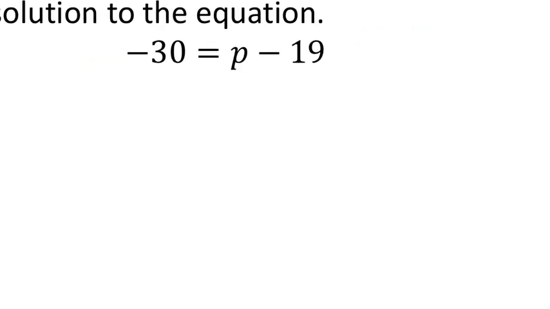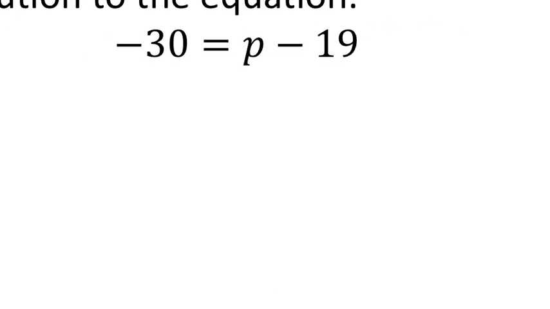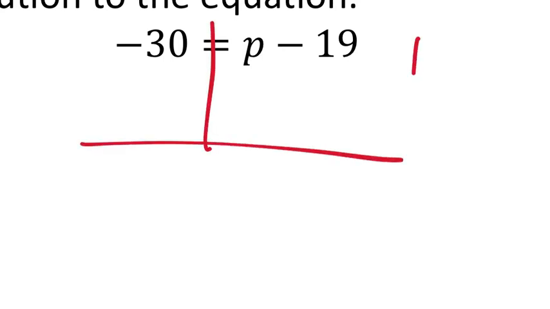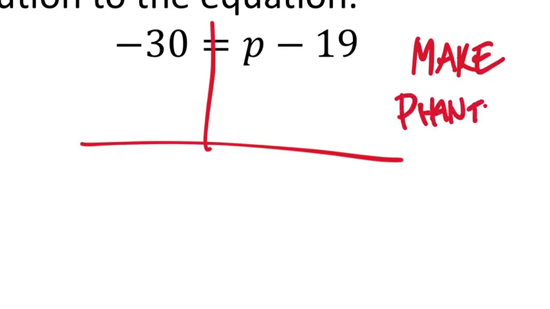All right, negative 30 equals p minus 19, okay? Now, what are we trying to do here? We're trying to make some kind of phantom 0, just like we have been on the other problems. Where are we trying to make a phantom 0? You may have to look at this for a little bit, especially while we're getting some experience looking at this, thinking, where do we need the phantom 0? I want it right here.